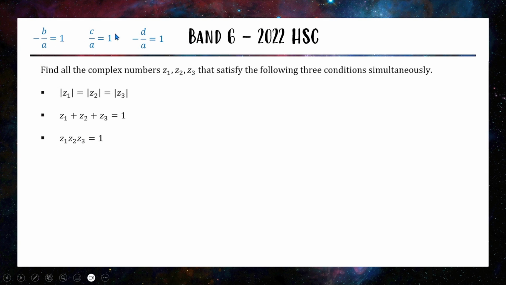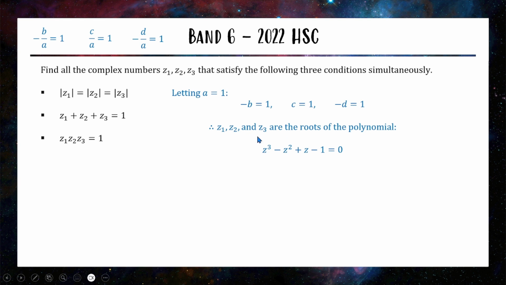Now, if we have these 3 established, if we say that a is equal to 1, just to make it convenient, that gives us that negative b is 1, c is 1, and negative d is 1, which gets us b equals minus 1, c equals 1, and d equals minus 1. Now we have the 4 coefficients of our cubic polynomial, which means it looks like this. a is 1, b is minus 1, c is 1, and d is minus 1.